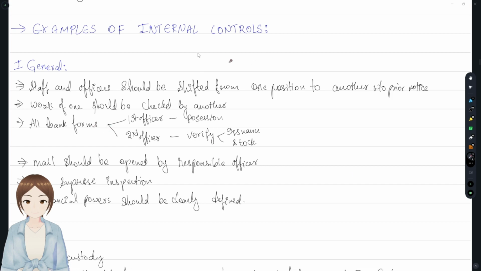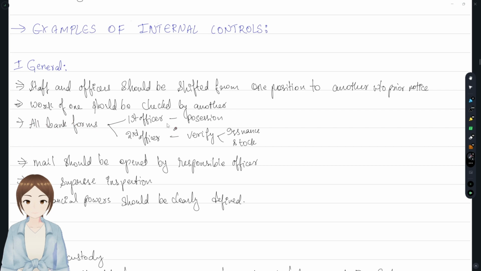Now we'll see a few examples of internal controls. Category-wise, we'll see what are a few general internal controls that could be put in place in a bank. The staff and officers should be shifted from one position to another without prior notice. For example, a cashier is shifted often, say every 1 to 2 months. And the work of one should be checked by another, obviously.